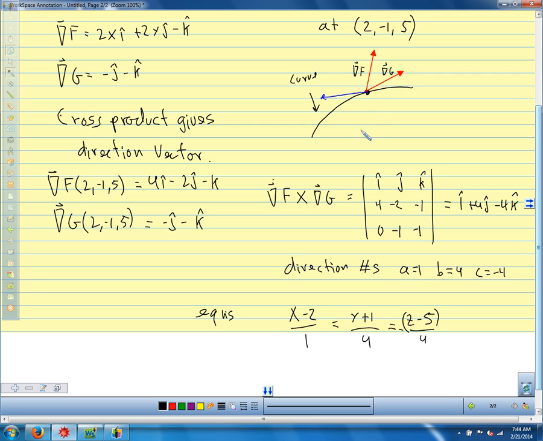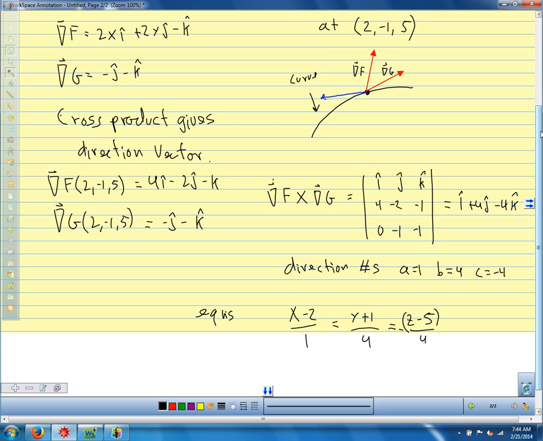So that's the symmetric equations for the tangent line of the curve of intersection. Kind of a nice problem. Gradients, cross products, normal vectors. Questions there?